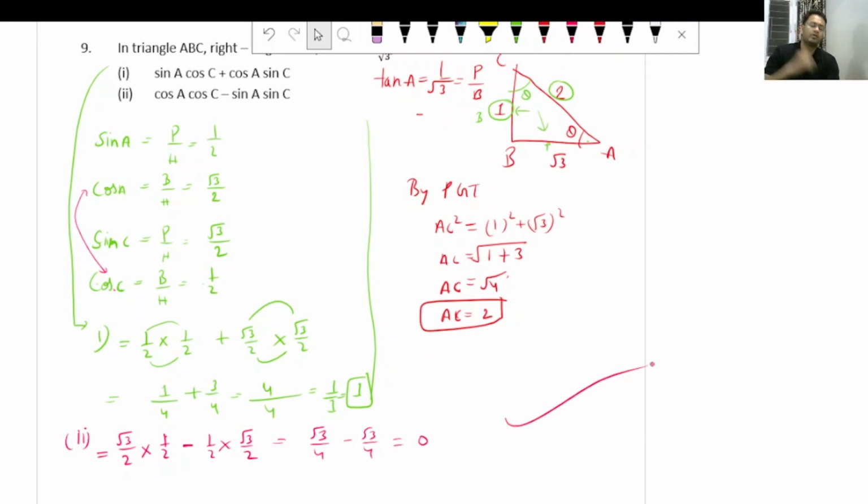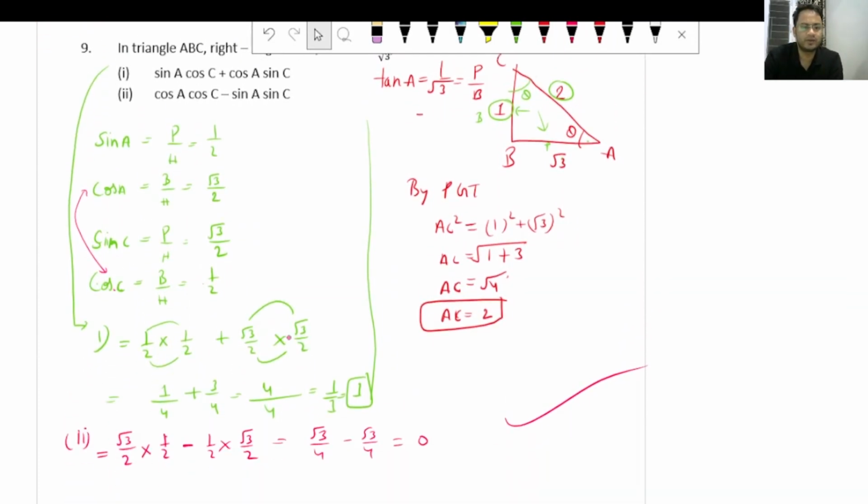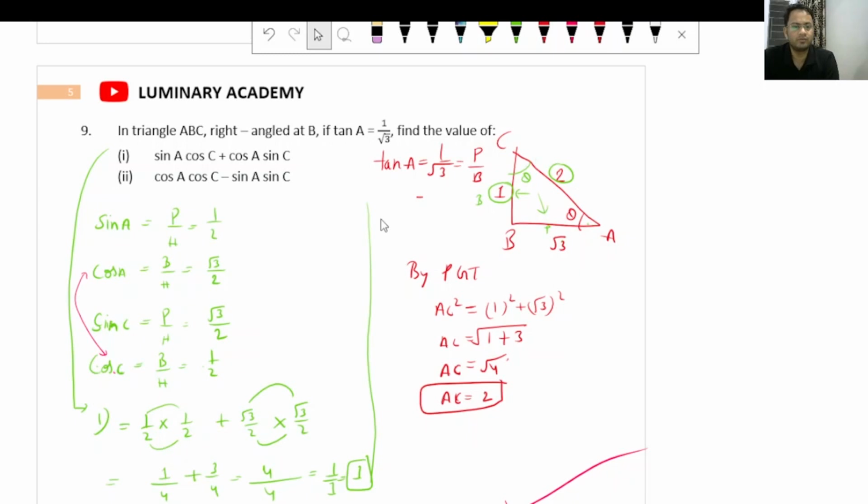I hope you got this question, students. It is quite easy and easy to understand. The first important thing is that you need to find all the ratios and then solve this.